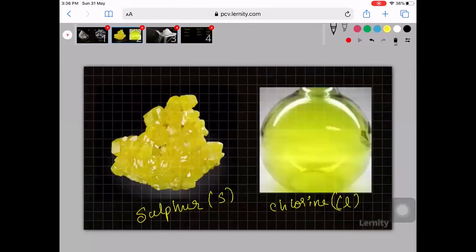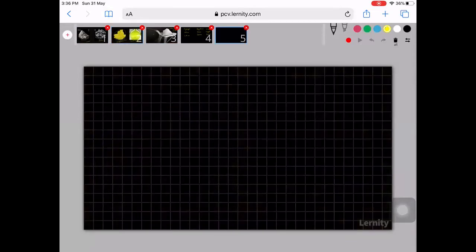So sulfur appears yellow in color. Generally, chlorine looks like this, in greenish yellow. This is in gaseous state and this is in solid state. Fine. Now, we were seeing the first 10 elements yesterday. Am I right on it?